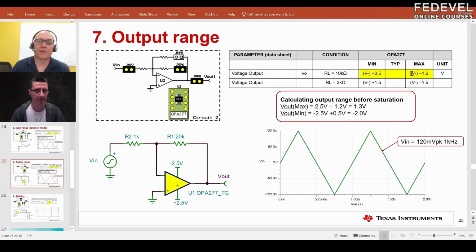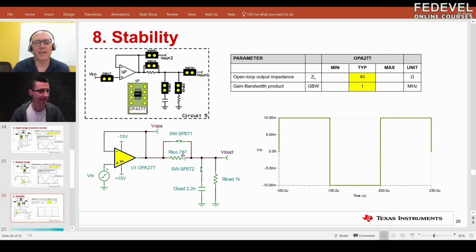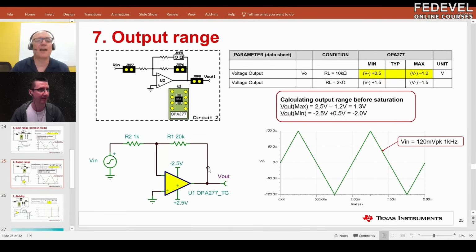So one thing about these examples is I intentionally picked devices that don't have great swing to the rail to exaggerate the problem a little bit. There are some that are better than this, from an output swing perspective. So, yeah. Okay. Wait, did I? Yeah, I did show this.